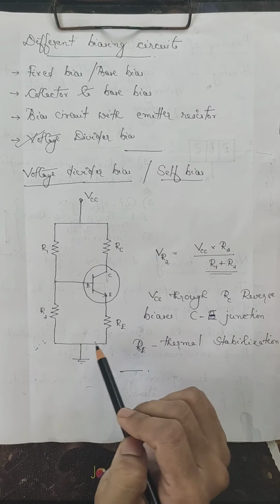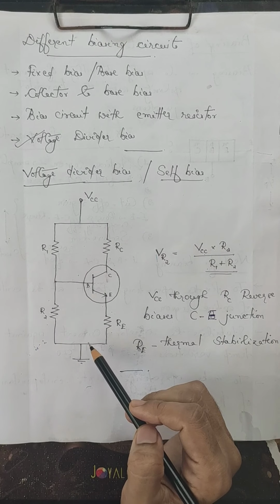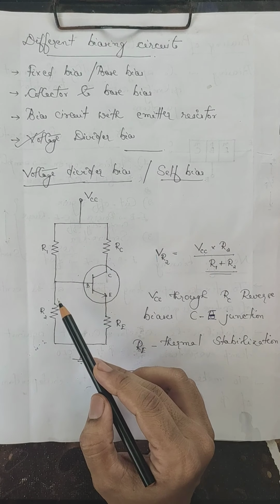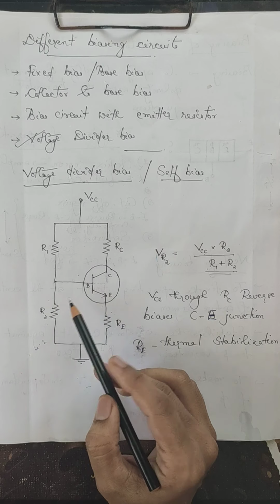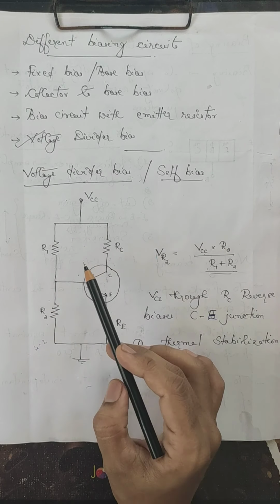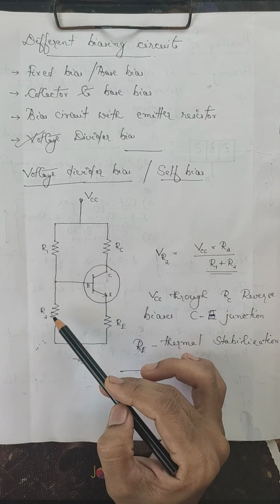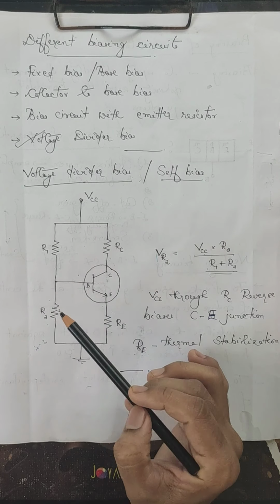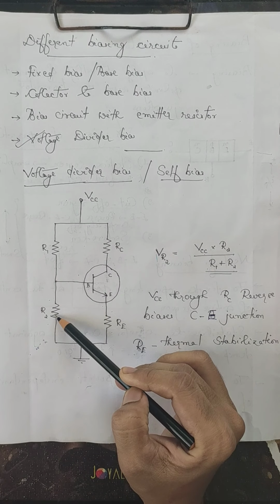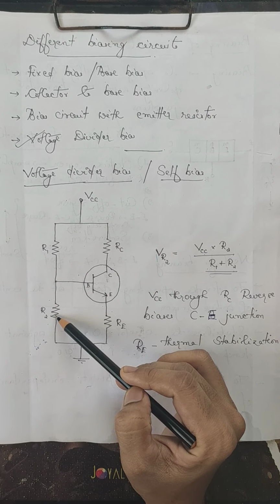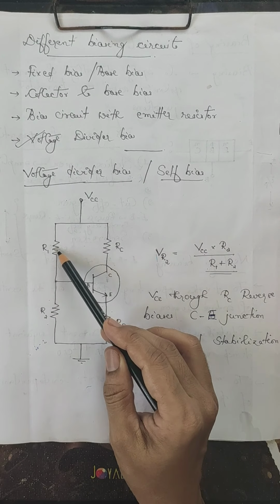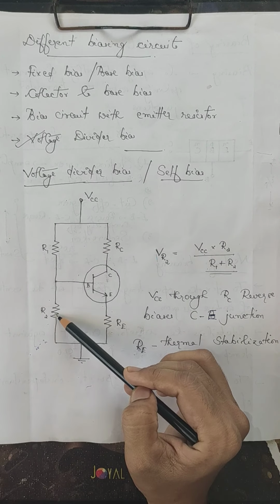This is the circuit diagram for potential divider bias. This circuit has got the name potential divider bias because of the potential divider or voltage divider configuration made by resistors R1 and R2. So we know that when two resistors are connected in series, the total voltage applied across them gets divided and appears across each of the resistors.